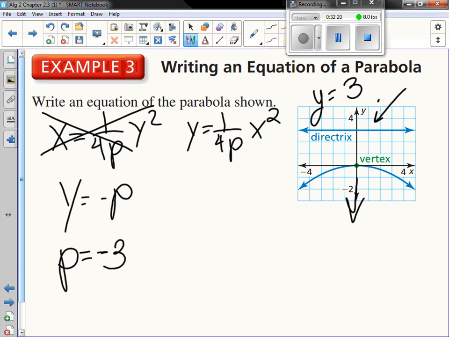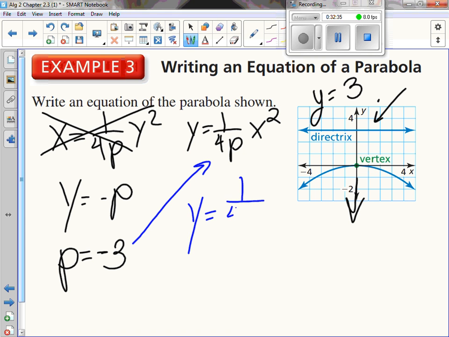Any questions on how we found the value of p? We're good with finding the value of p? Well, we have one last step. We need to find the equation, so I'm going to plug it in. 1 over 4 times negative 3 x squared. Four times negative 3. 4 times 3 is?